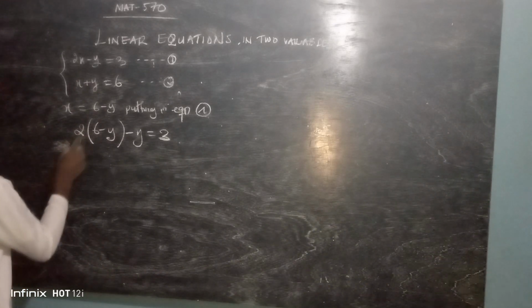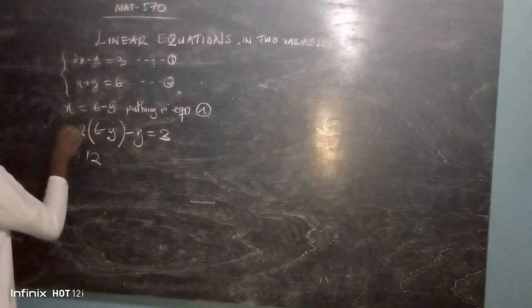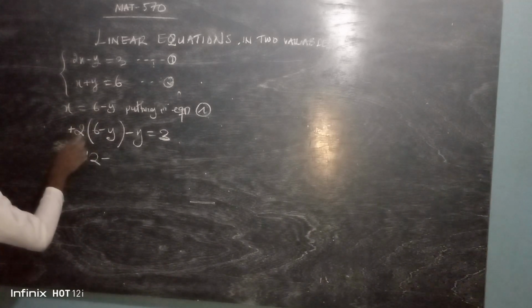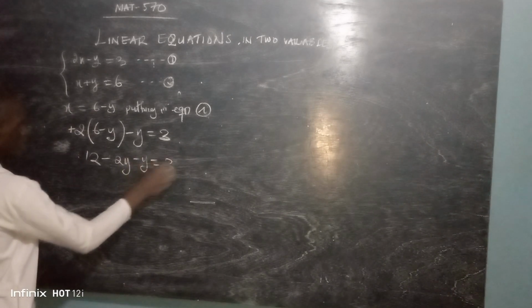So I have 2 times 6 gives 12. 2 times negative y. Here it is positive 2, right? A number without a sign is positive. Positive times negative is negative, right? 2 times y is just 2y, minus y equals 3.